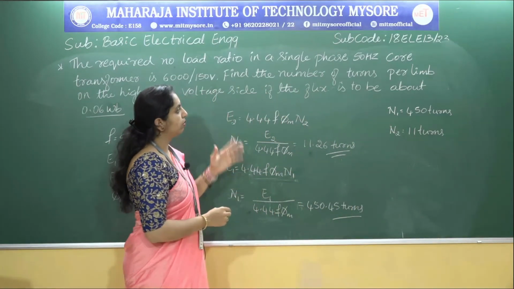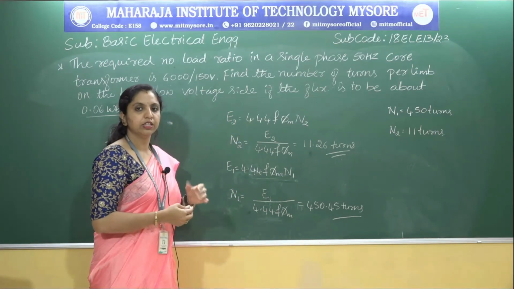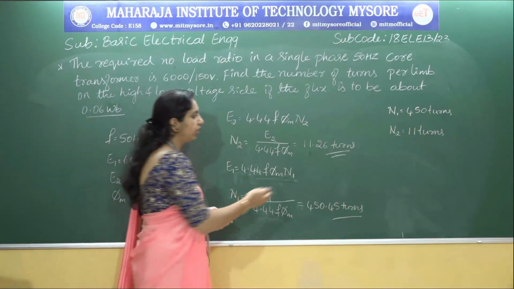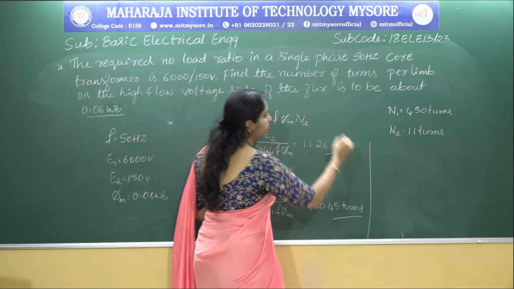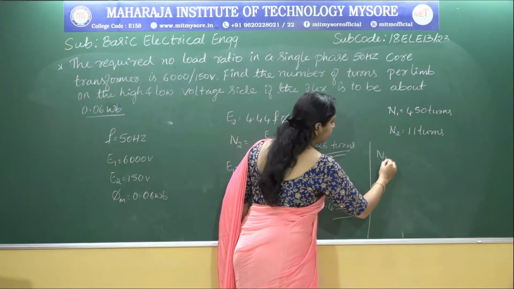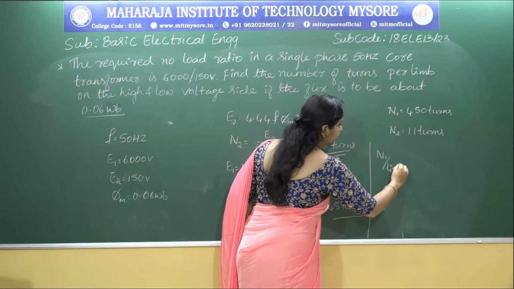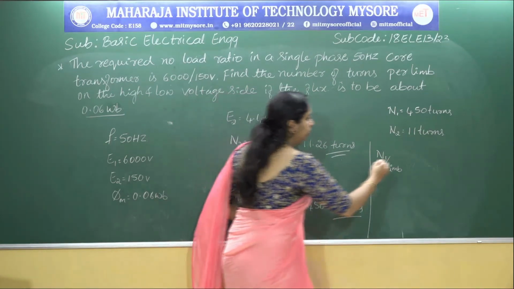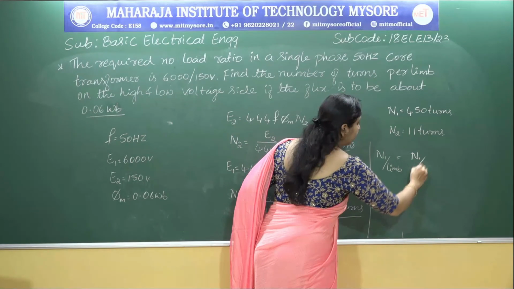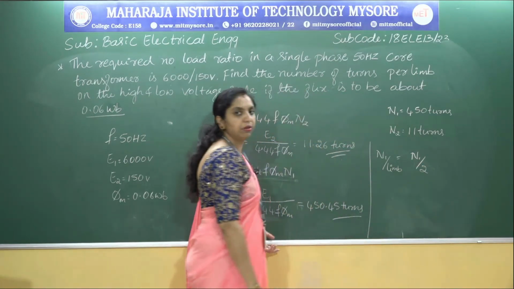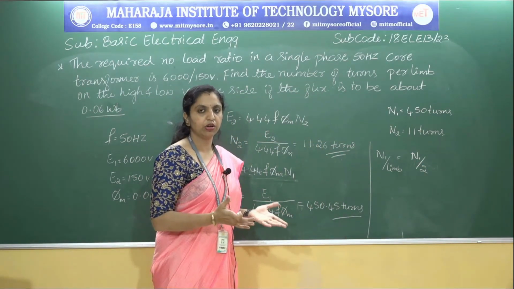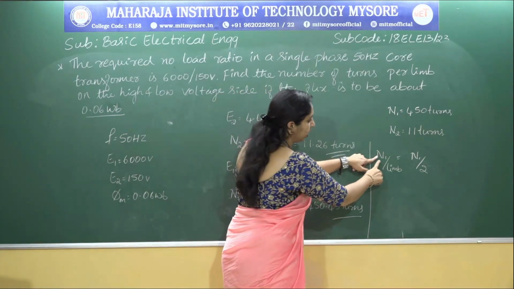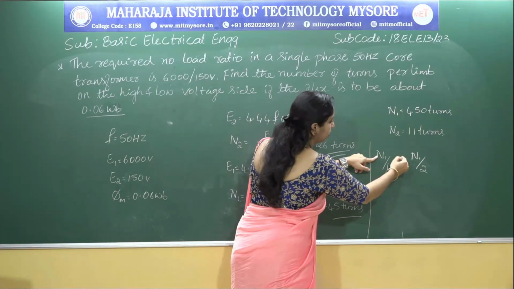But the question is number of turns per limb. Especially in core type, since the windings are distributed uniformly, we express the number of turns per limb as N1 per limb. In core type transformer we have two limbs. So N1 per limb is nothing but N1 divided by 2.